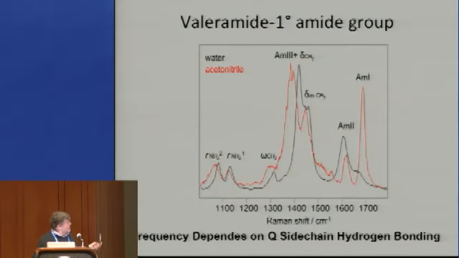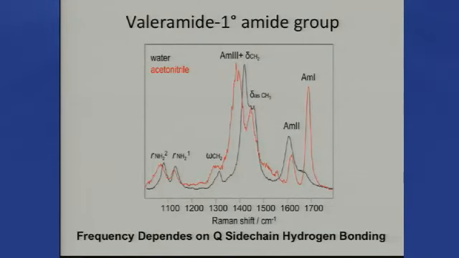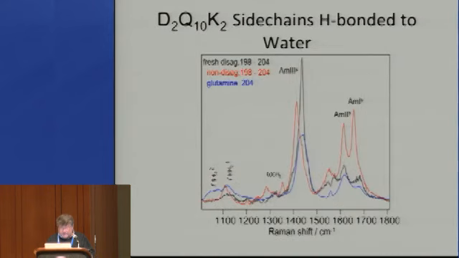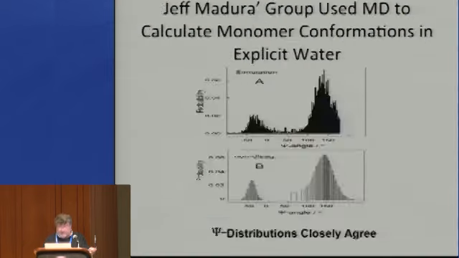And in studies of valeramide, for example, which is an alkyl substituted amide group, you can compare the resonance Raman spectra of that primary amide in water versus acetonitrile, and from the relative intensities and from the frequencies determine the hydrogen bonding. And what we discover is that for this poly-Q peptide, everything is hydrogen bonded to water. There is no interpeptide hydrogen bonding.